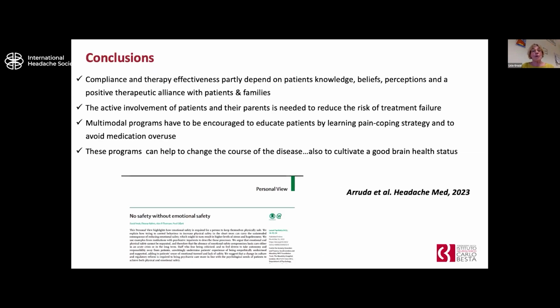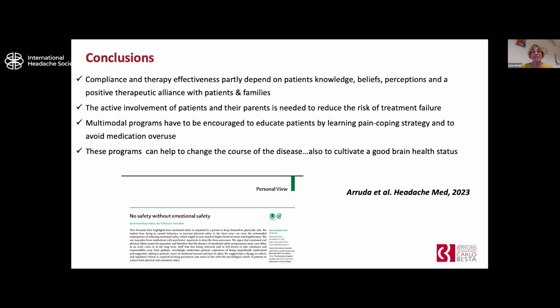So to conclude, we can say that compliance and therapy effectiveness, of any therapy, partly depend on patients' knowledge, beliefs, and perceptions. And so we have to build a positive alliance with patients and their families. The active involvement of patients and their families is needed from the beginning to reduce the risk of treatment failure. And multimodal programs have to be encouraged to educate patients, to learn pain coping strategies. And these programs probably can help to change the course of the disease and also to cultivate a good brain health status.